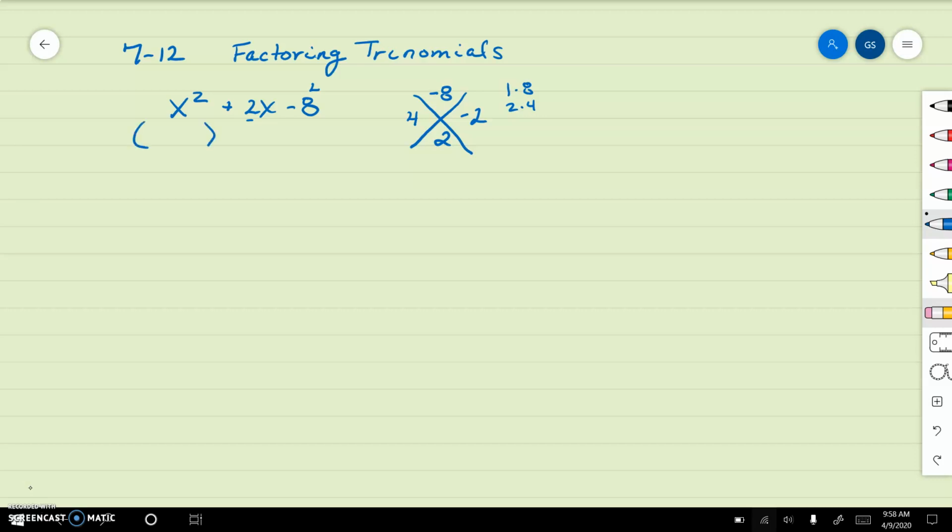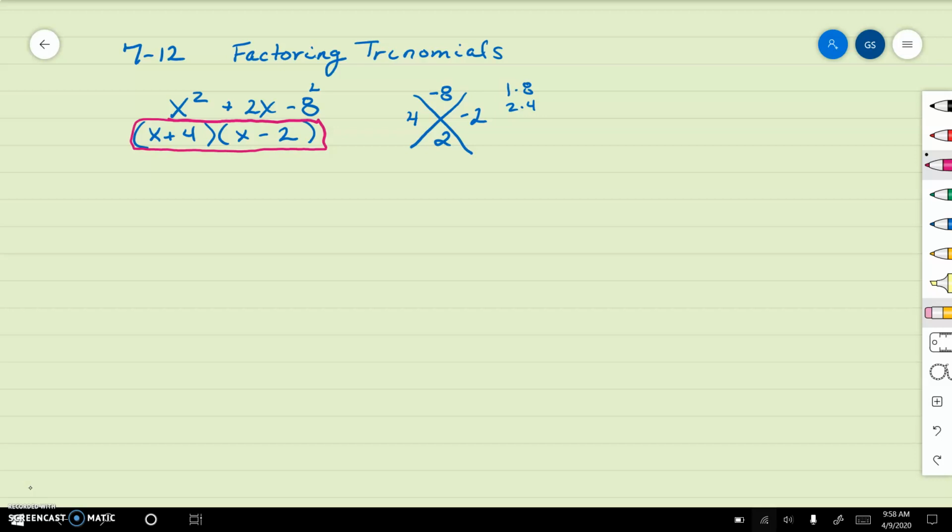So we double bubble: x plus 4, x minus 2. And that is our final answer. That is the trinomial written as the product of two binomials. That's what they call it. Okay, so let's try another one.